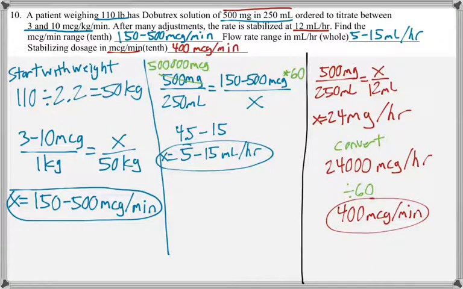And we know that this answer is most likely correct because this lies within this range. So again, there's always these checks that we can do. The stabilizing dosage, the 12 mLs per hour, lies within this range. And then the stabilizing dosage of 400 mcg per minute lies within this range. And we used our solution strength twice.